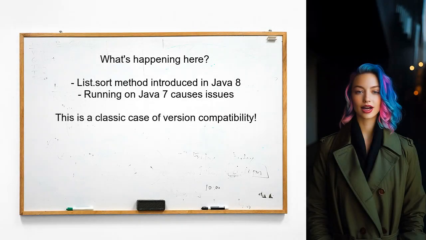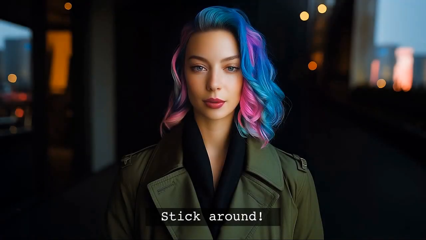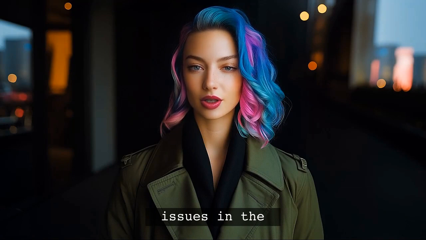So, what's happening here? The List.sort method was introduced in Java 8, and if you're trying to run code that uses it on a Java 7 environment, you're going to run into issues. This is a classic case of version compatibility, and it can be tricky to navigate. And stick around. At the end of this video, I'll share a tip that can help you avoid these kinds of issues in the future.